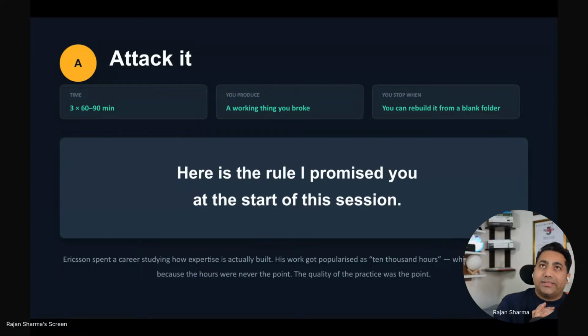Like if somebody says that I'm an expert, what process have they followed to become an expert, like a musician, athlete, chess player, or any other professional. So 10,000 hours of the research they have done, which he himself objected to, because the hours were never the point. The quality of the practice was the point.